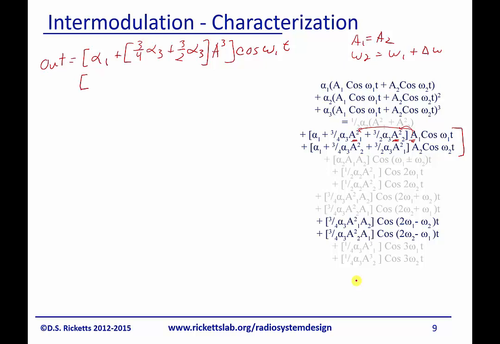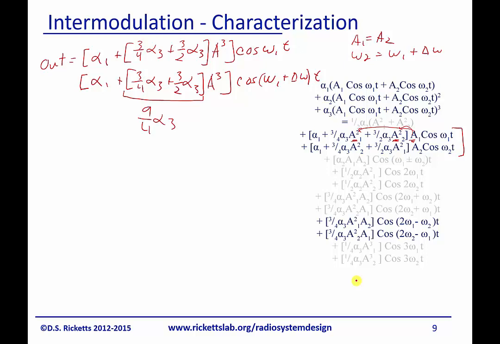Likewise, I can do the same thing for the second one: alpha 1 plus 3/4 alpha 3 plus 3/2 alpha 3 A cubed times cosine of omega 1 plus delta omega, t. And I can simplify this if I need to. It simply is going to be 9/4 alpha 3. Okay? So now let's take a look at this down here, this first one.